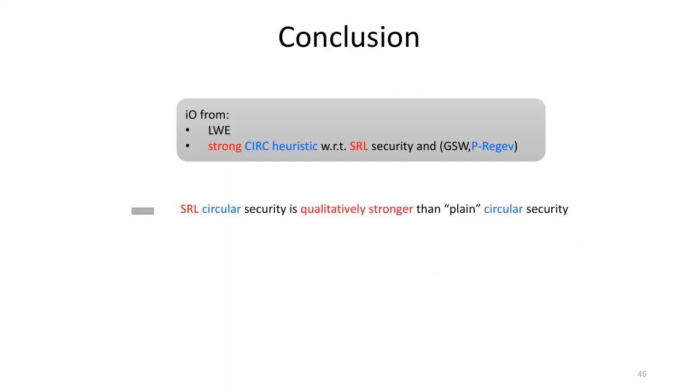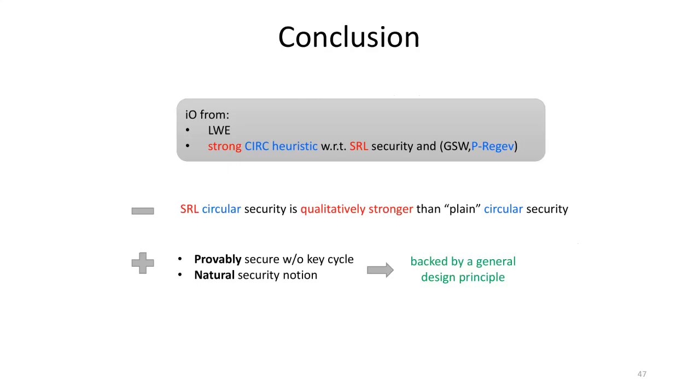So on the negative side, this SRL circular security is actually qualitatively stronger than just circular security with no SRL. There are some subtle differences, and SRL circular security is more sophisticated and more complex. However, on the plus side, this is a notion that we think is natural, and we can actually prove it without the key cycle. So the circular SRL notion is essentially the application of a long-standing general design principle, the strong circular heuristic.